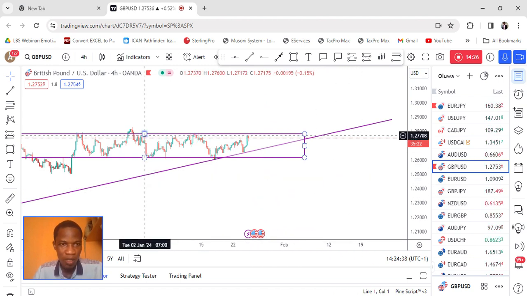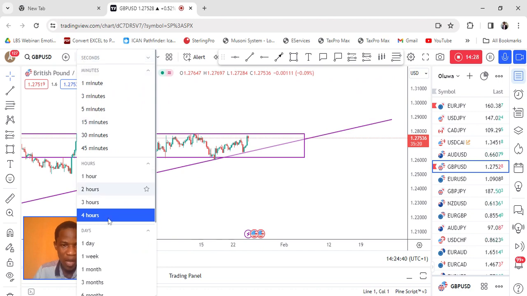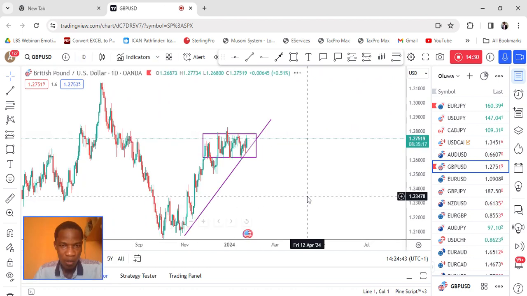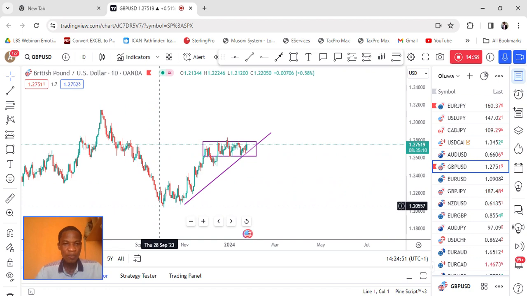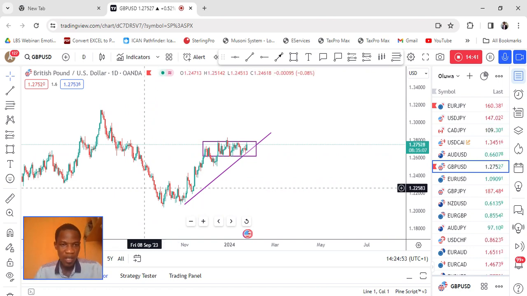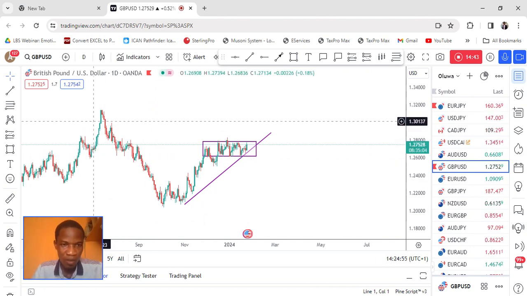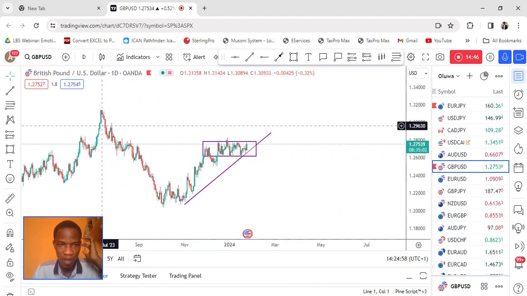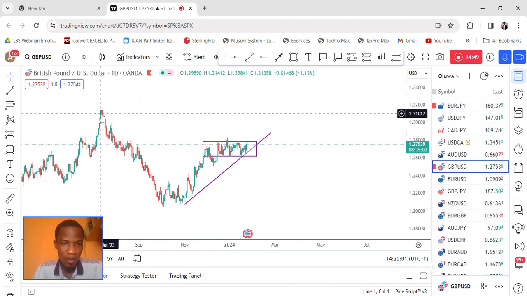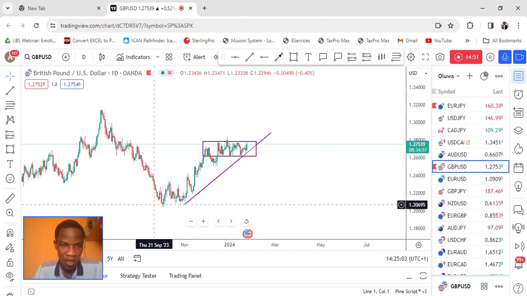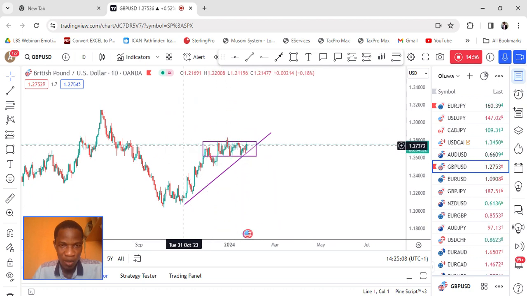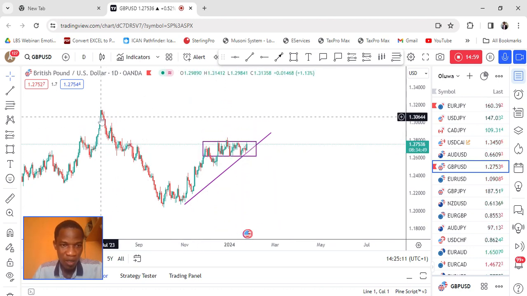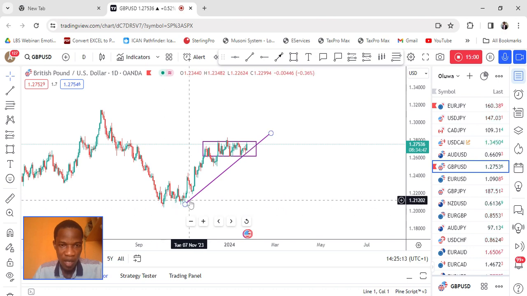So for us to know the direction, let's go to a higher time frame to know how the movement is going to be, how the breakout is going to look like. So this market is forming a head and shoulder pattern. This is the left wing, this is the head. So it's forming a head and shoulder. This is the right wing.